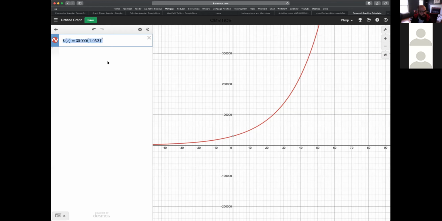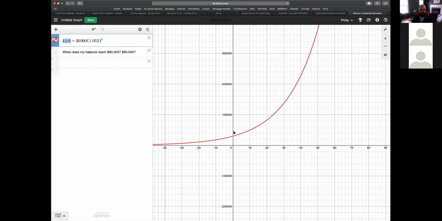The question that we have is something like this. If I have my function that models my balance after t years, we could ask when does my balance reach $60,000? We could similarly ask when does my balance reach $80,000, or really any amount of money you want to be thinking about. One way to do this is to use Desmos.